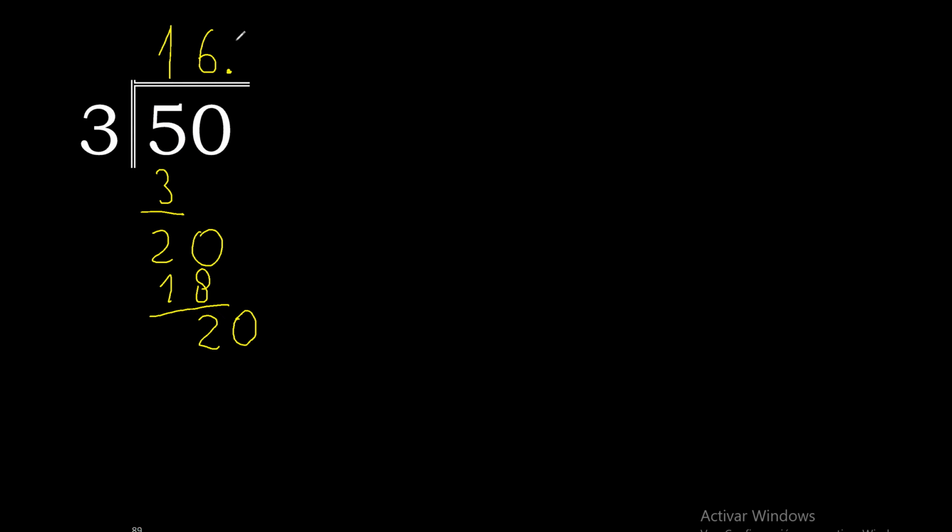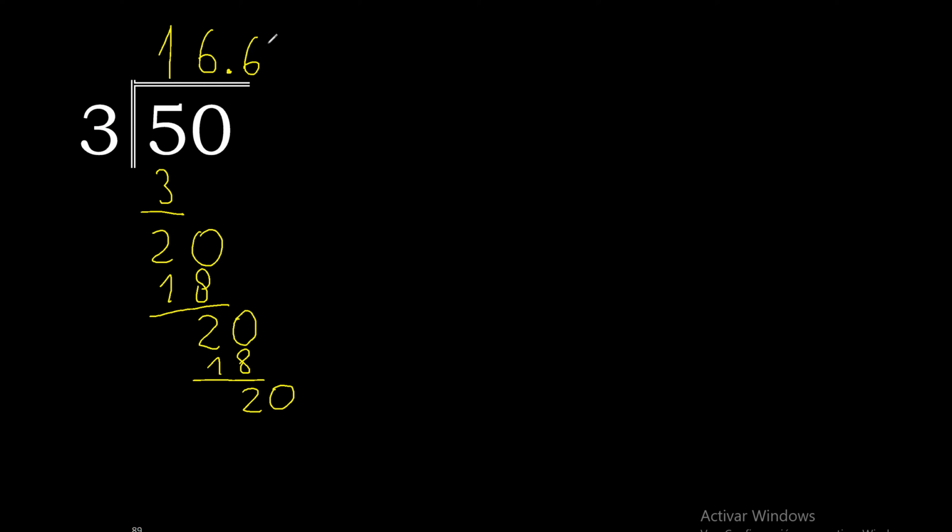20. 3 multiplied by 6 is 18. 20 minus 18 is 2. Complete with 0. Point only once.